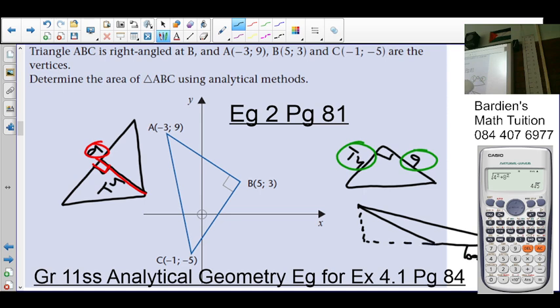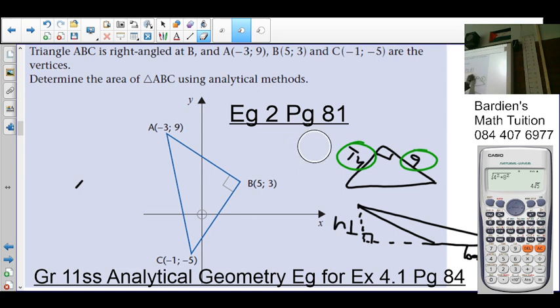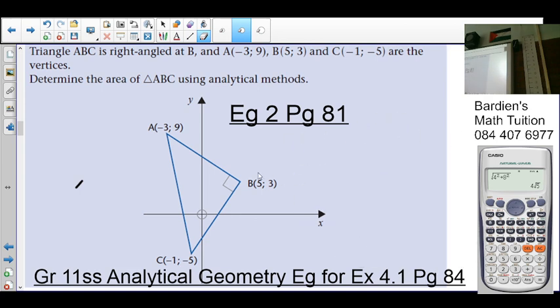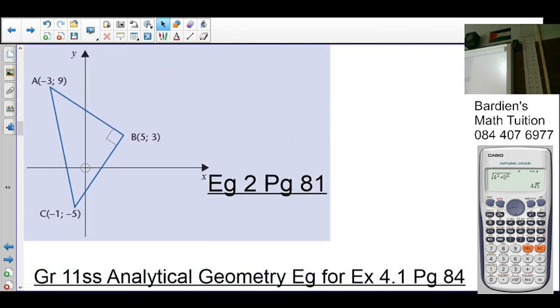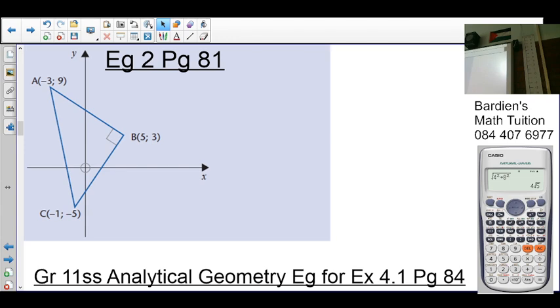There's your base and there's your perpendicular height, if that's 90. And I can rotate it again as well. Do people understand? Right. So in pursuit of calculating the area of triangle ABC, we need to calculate the length of AB, and we have to work out the length of BC.